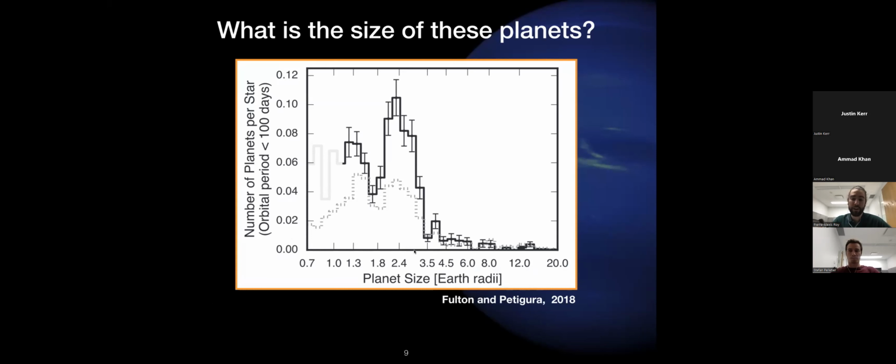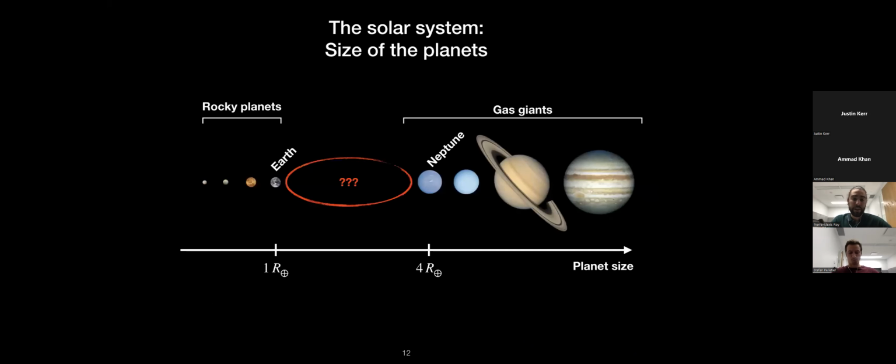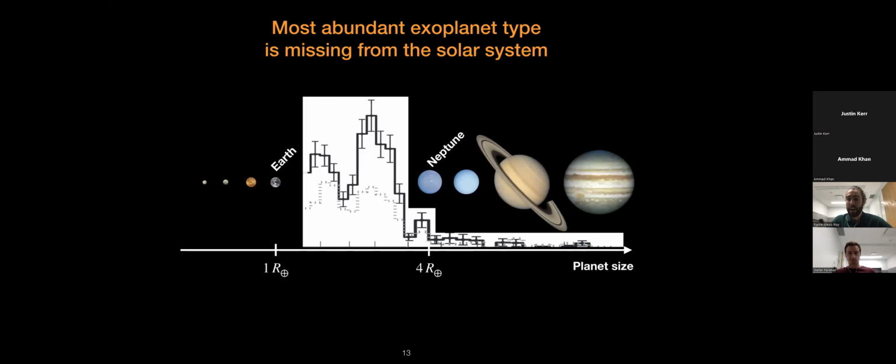And the first thing we notice, first of all, there seem to be very few giant planets in these systems, and that the peak of abundance in terms of the size of these planets is in between the size of the Earth and that of Neptune. So it's basically exactly the opposite as in our solar system. And the type of exoplanets that we see the most in our transiting surveys are absent from our solar system.